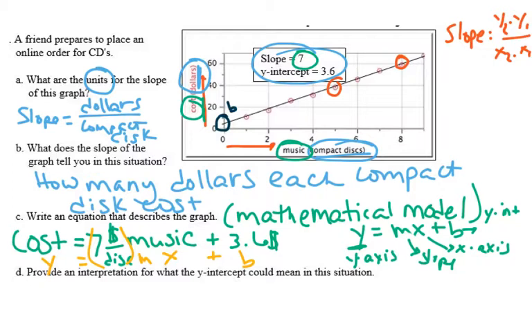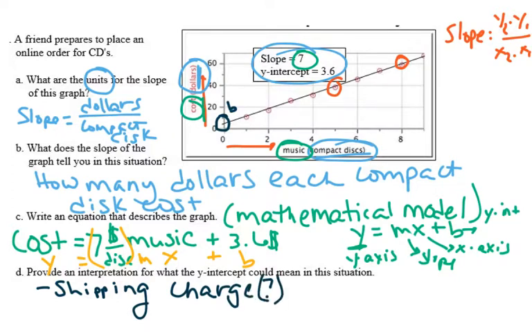So what could that be? Well, if you've ever ordered anything through the mail, it could be a shipping charge. Okay, so there may be a flat rate shipping charge of $3.60. Okay, or a handling charge, or something to that effect. A membership fee that you pay for, something like that.